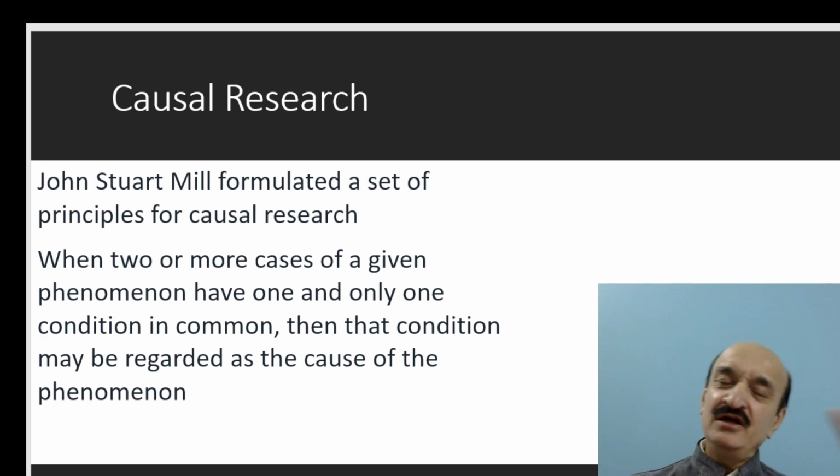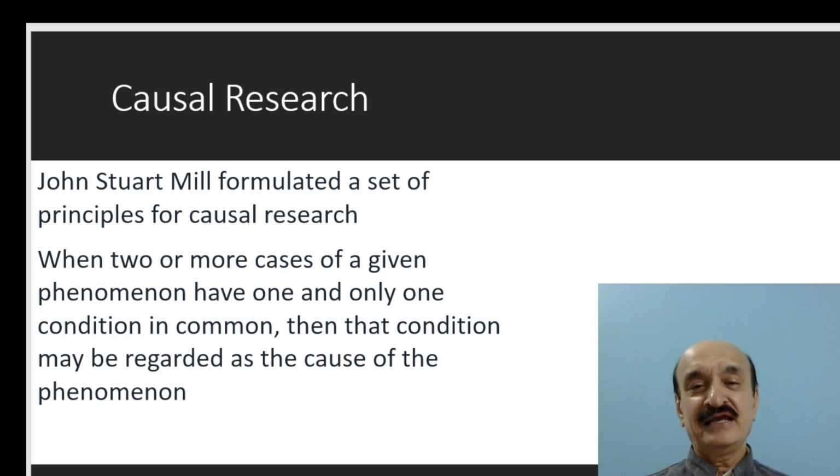So, having understood descriptive, now let's talk about causal research, a theory which was put forth by John Stuart Mill by putting some principles for causal research. So, he says when two or more cases of a given phenomenon have one and only one condition in common, then that condition will be regarded as the cause of the phenomenon.